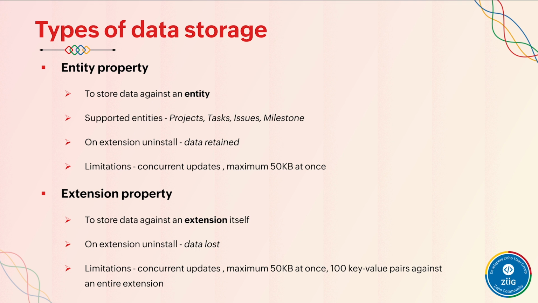And when it comes to limitations, it's the same limitations as that of entity. So when you have concurrent updates, the latest data will only be reflected, and a maximum of 50 KBs can be stored against a specific key. Additionally, when it comes to extension data storage, you can store 100 key value pairs.